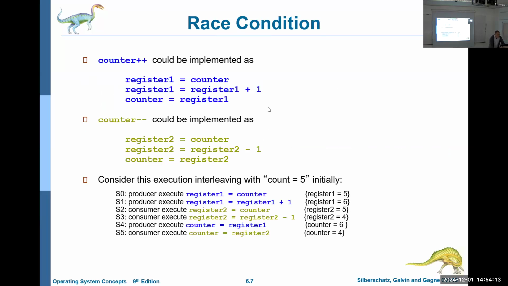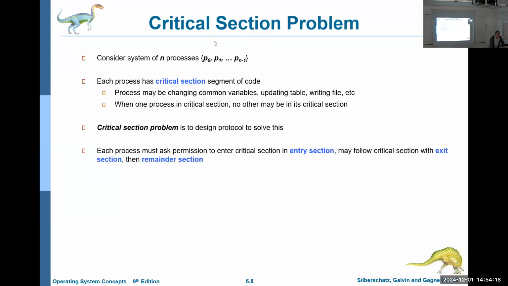But okay, that's for the particular case of producer-consumer. But there's a general problem which we call the critical section problem. Consider we have n processes. Each process has a critical segment of code. For example, what are critical sections? Processes may be changing a common variable, updating a table, writing to a file.